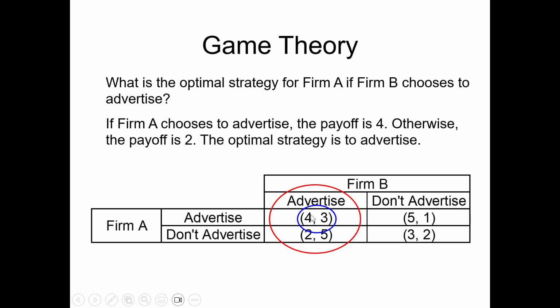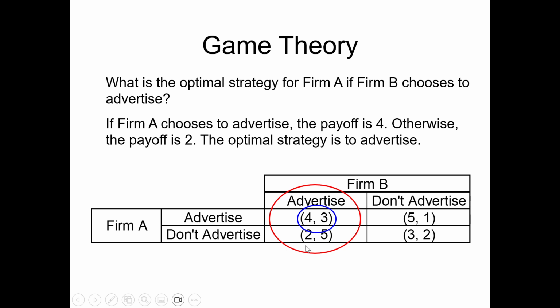But what does firm A choose? What is the optimal strategy for firm A if firm B chooses to advertise? Even if firm B is advertising, what happens to the optimal strategy of firm A? If firm A chooses to advertise, the payoff is 4. Payoff in the sense of what they are gaining, that is 4. Otherwise, if they don't advertise, the payoff is 2.